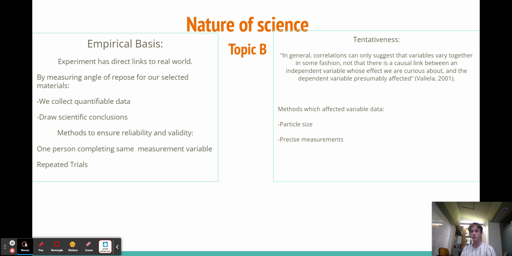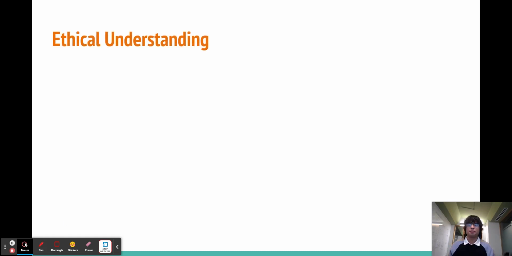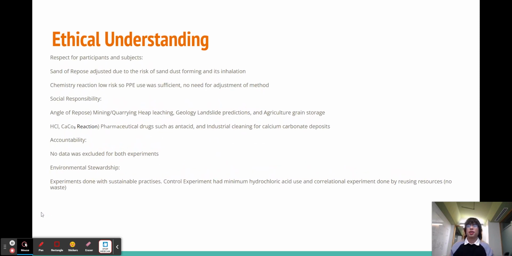The topic B experiment shows explicit ways of connecting the correlational study to the nature of science topics and the different ways to approach the different scientific inquiry methods. For ethical understanding, we needed to adjust our methods to respect participants' health while doing the experiments. It was figured out that pouring freehand controlled the rate at which sand dust accumulated in the air. This was so the person pouring wouldn't be at risk of breathing in the sand dust.